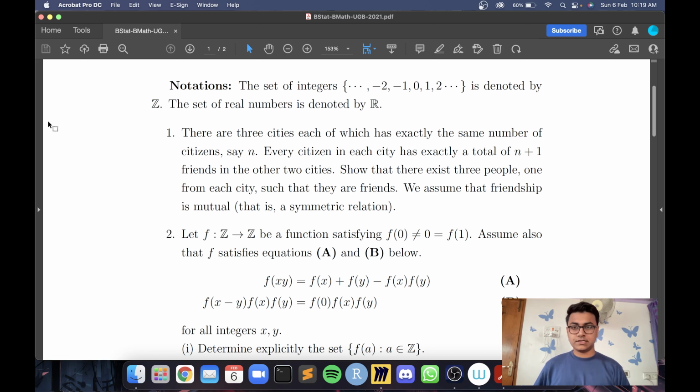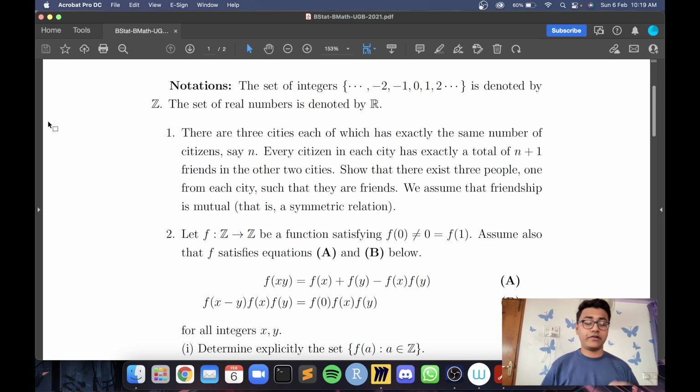The first question tells us that there are 3 cities, each of which has n citizens, and every citizen in each city has exactly a total of n plus 1 friends in the other 2 cities. Show that there exist 3 people, one from each city, such that they're friends. That is, there exists a sort of a triangle.